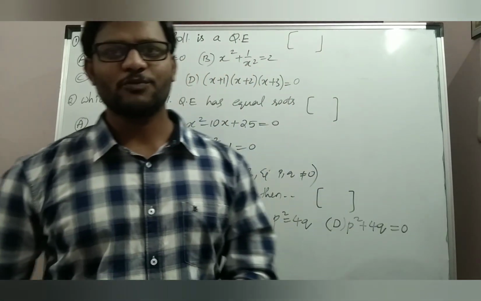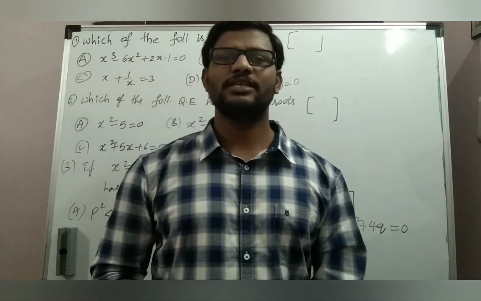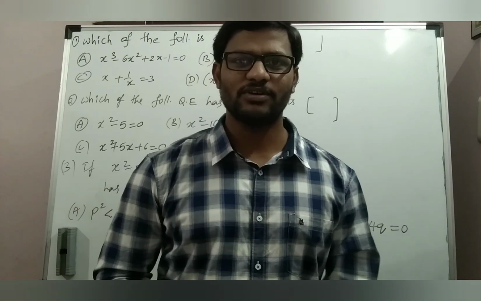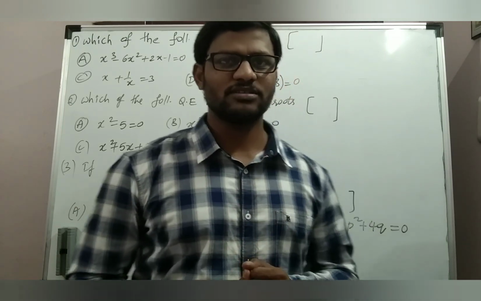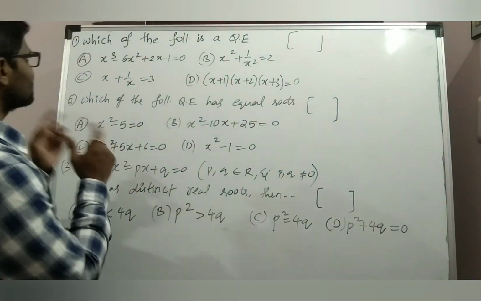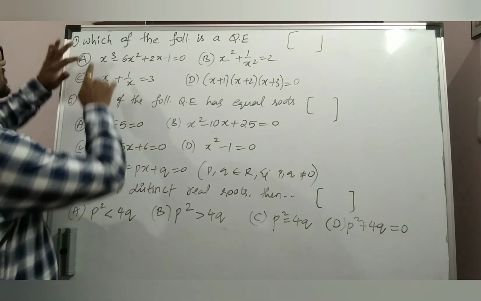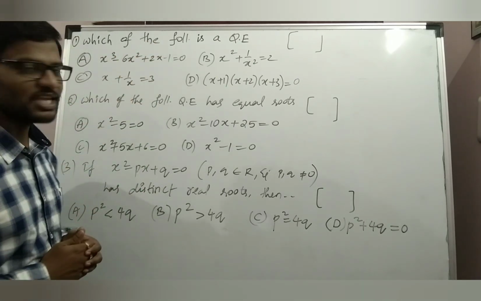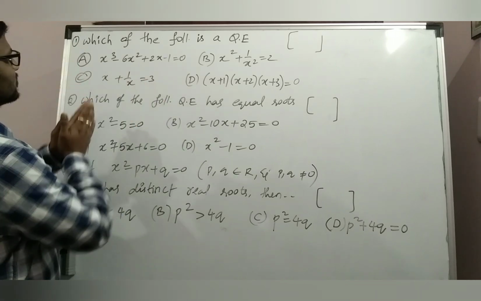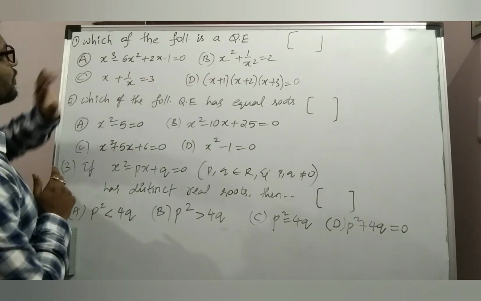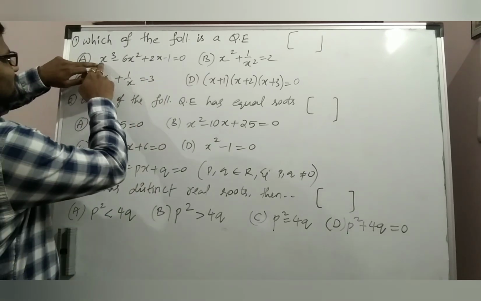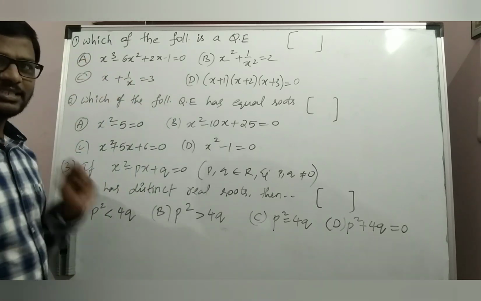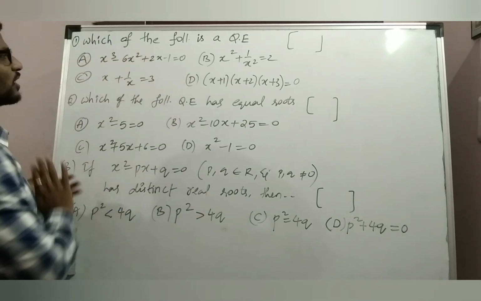What is a quadratic equation? The equation whose degree is 2. A first degree equation is linear, a second degree equation is a quadratic equation. The first basic question in quadratic equation is: which of the following is a quadratic equation? We have 4 options. Option A, x cube minus 6x square. This is an equation whose degree is 3, so it is not a quadratic equation.